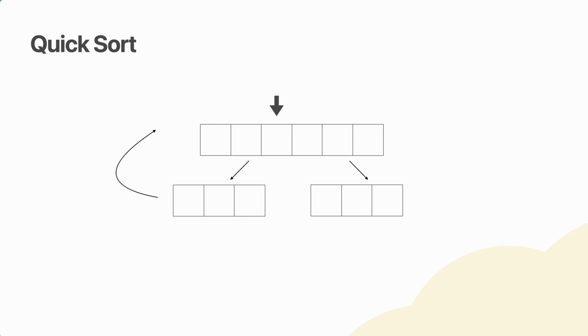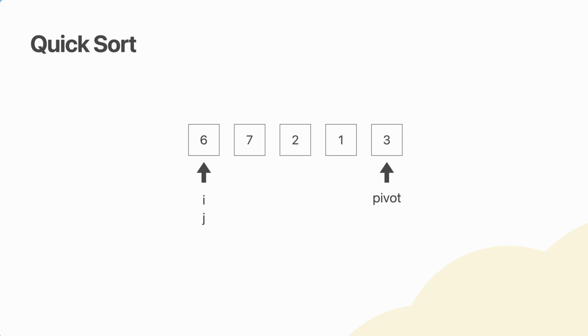So our pivot element will be set to the last element of the array. Let's check the example. Here our pivot will be set to the last element in the array, and then we will loop through all of the elements from the low index up to the high index. So i is set to low, and we'll also start with j set to low.